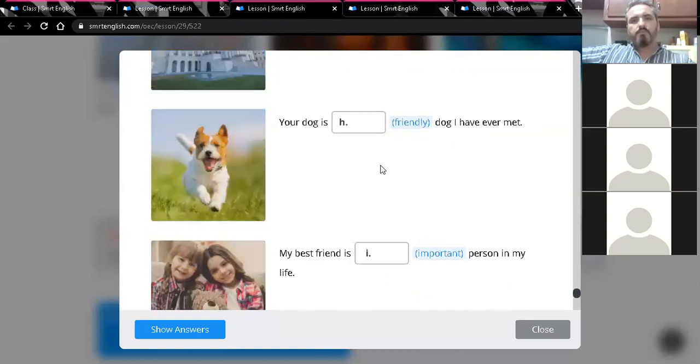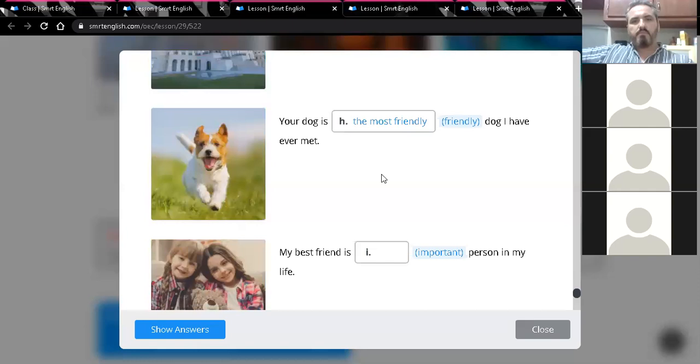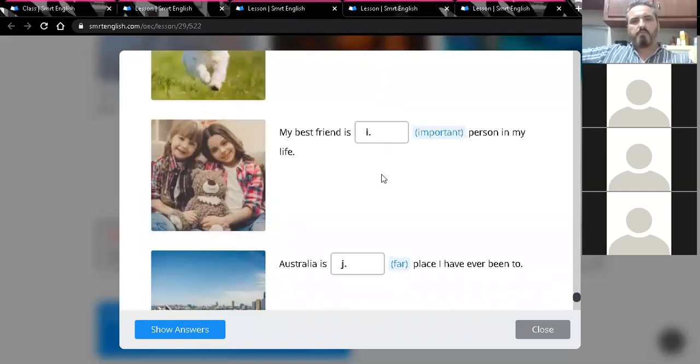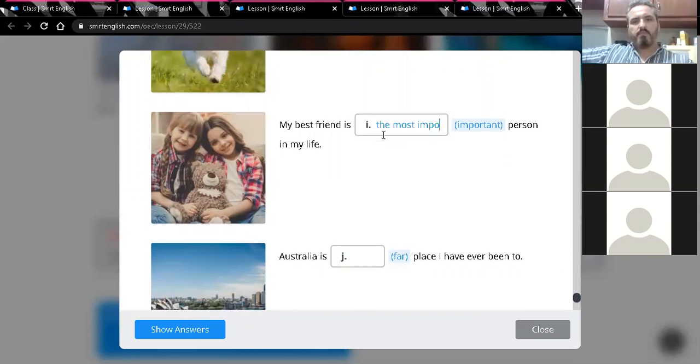H. Your dog is dog I have ever met. The most friendly. Here it can be done in both ways, remember? The most friendly, or the friendliest? Up to you. The most friendly. My best friend is important person in my life. So the most important. Very good. Tell me that you haven't used these words.